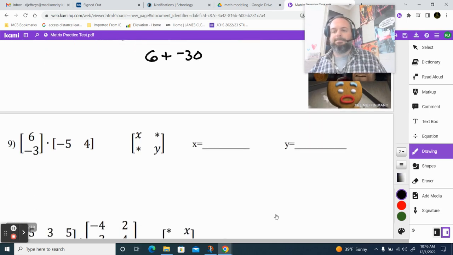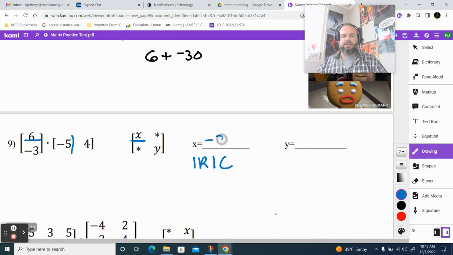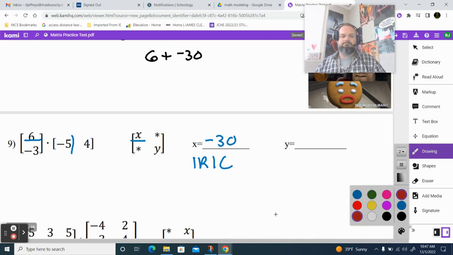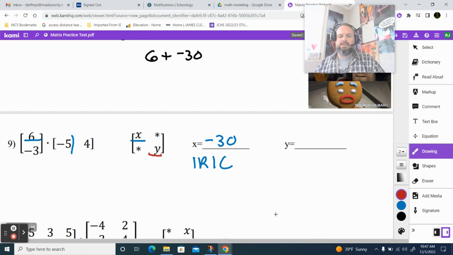So, number 9. Number 9, X is in the first row, first column. So, first row, first column, -30. Y is in the second row, second column, second row, second column, -12.